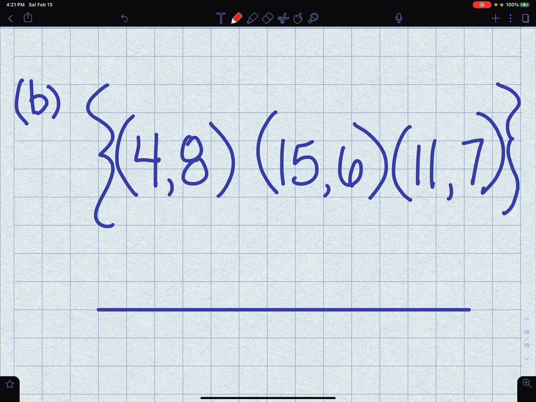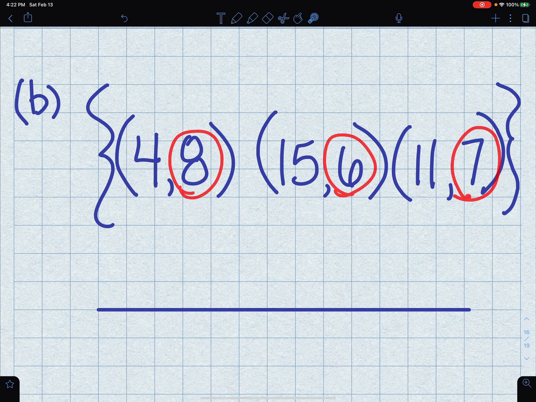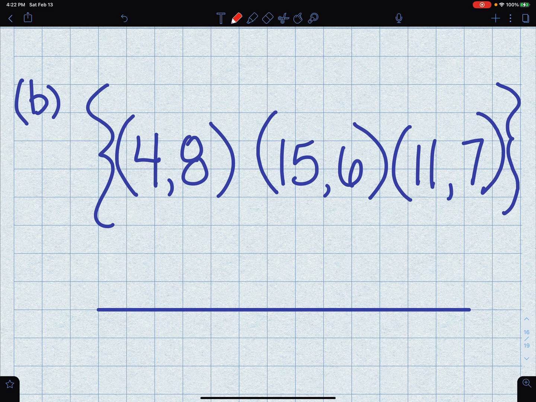What about this one, B? Is this a function? This vending machine sells 8s, 6s, and 7s, and you can get to it specifically with a certain x. So I'm going to say yes, this is a function. This vending machine works. So yes, that is a function.